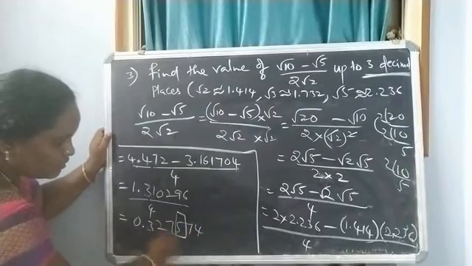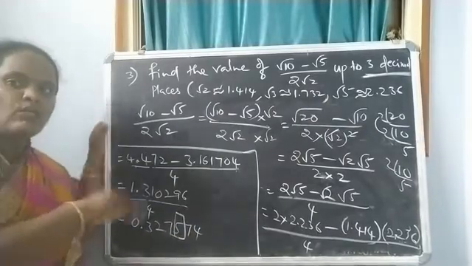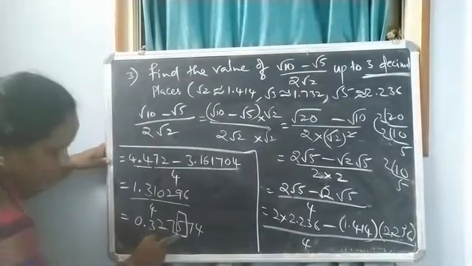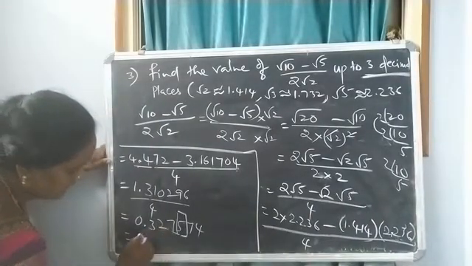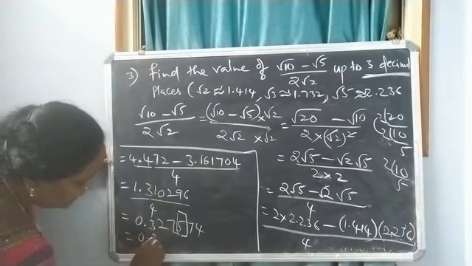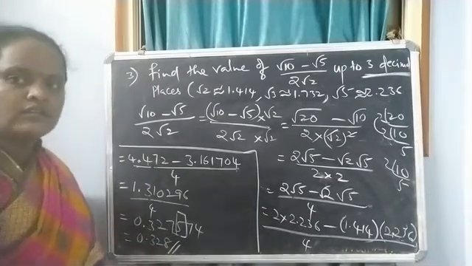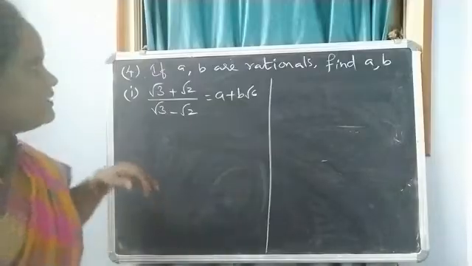So see the fourth place. In the fourth place, if 5 or more than 5 is there, we need to add 1 to the previous digit. So here 5 is there. The previous digit is 7. If we add 1 to that, 7 plus 1 is 8. So the answer is 0.328.